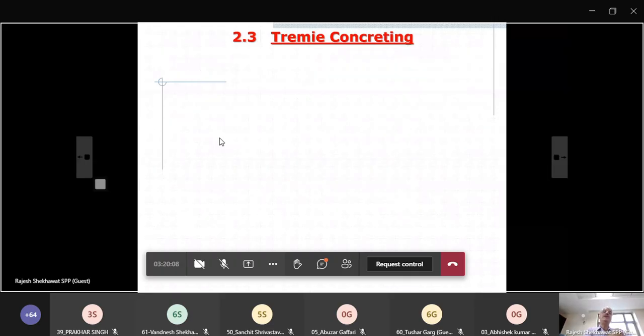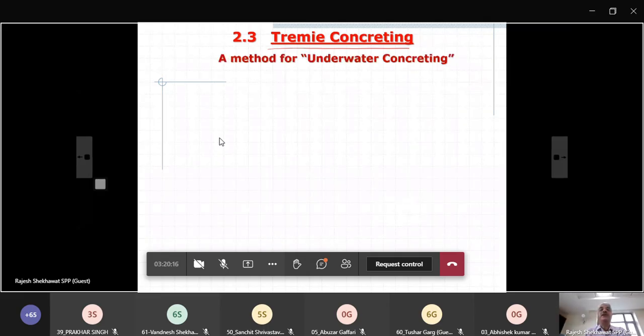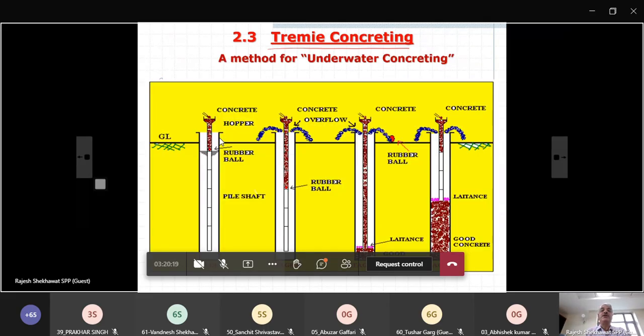So the most commonly used method for concreting underwater is tremie concreting. This is the most common and proven method. So it is a method for underwater concreting. We will see how it is done. So first, let us say you have made the borehole up to here. Then these are the tremie pipes. They come in 1 meter length or so, and there are joints between them. So you can join one pipe with another pipe like that and make any length, whatever is possible.